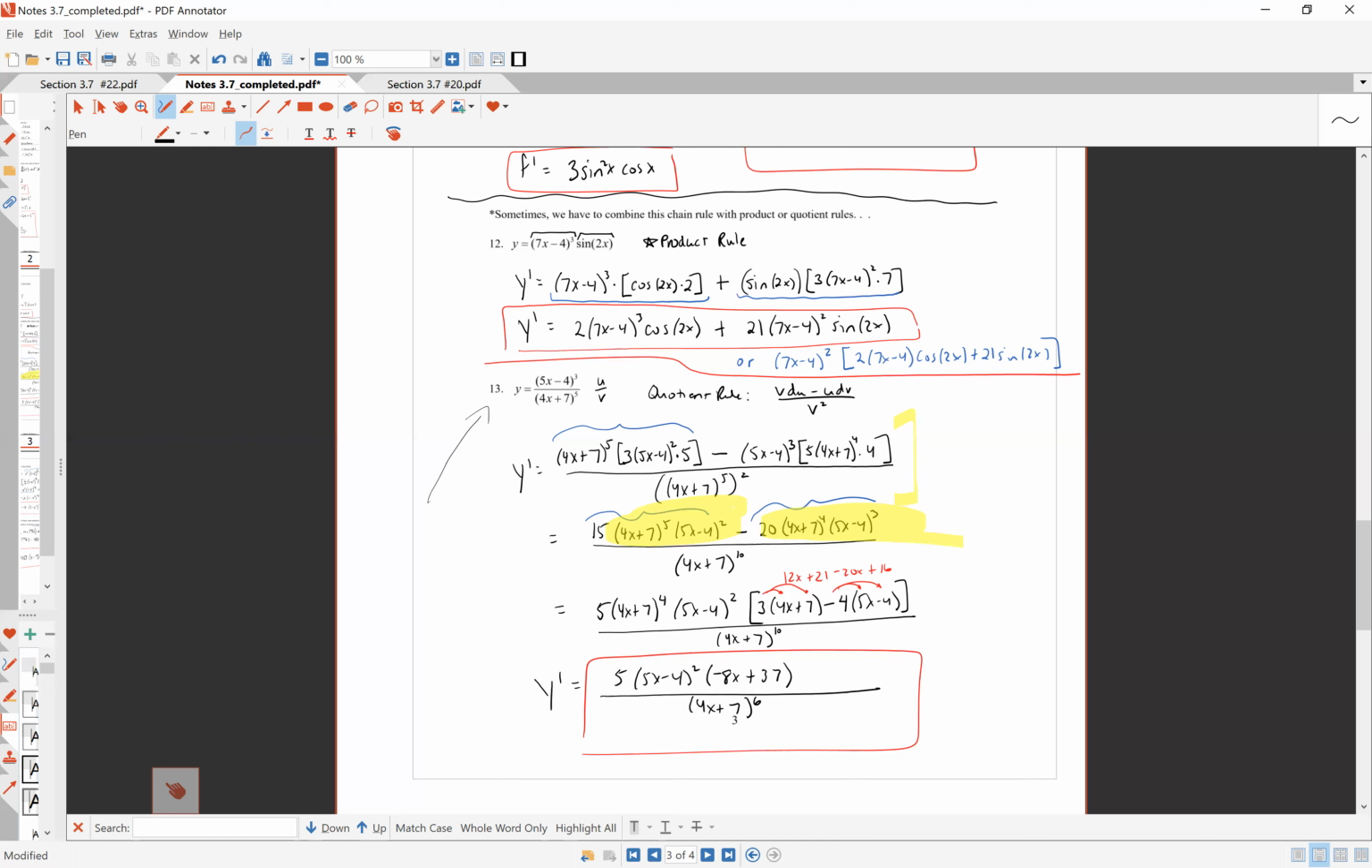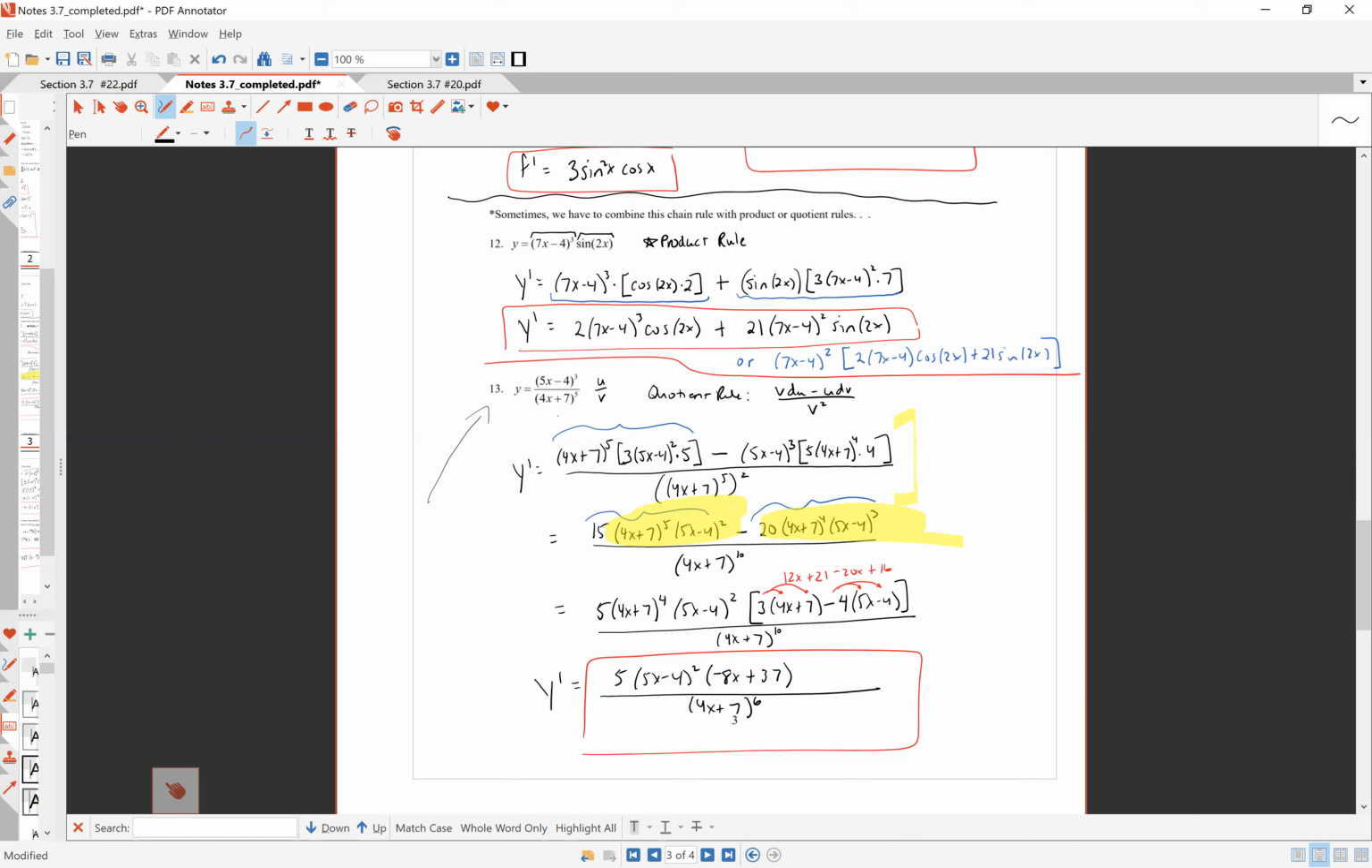The denominator is 4x plus 7 to the fifth, and for the derivative of the numerator, we drop the 3 down: 3 times 5x minus 4 squared, and the derivative of 5x minus 4 is just 5. And now minus the numerator, 5x minus 4 cubed, multiplied by the derivative of the denominator.